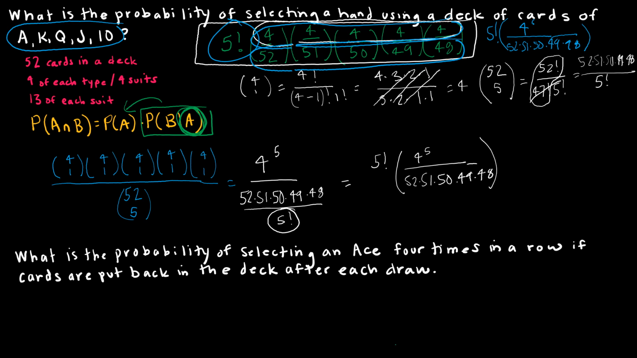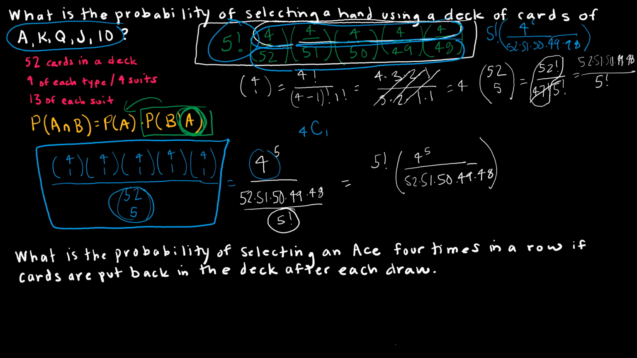So notice both answers result in the same solution, and the reason I like this one better is because it's really easy for me to use my calculator. Instead of having to type everything in, I just use my calculator to say 4 choose 1, which of course gives me 4. That's where I got that 4 to the 5th. And then for this one, I just do 52 choose 5, and calculate that result, and then I do my division. And so the 5 factorial is already sort of factored in there.